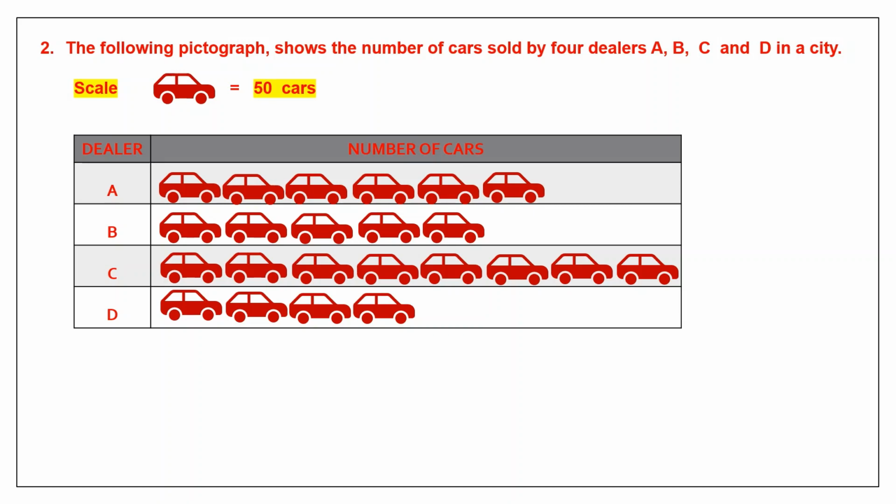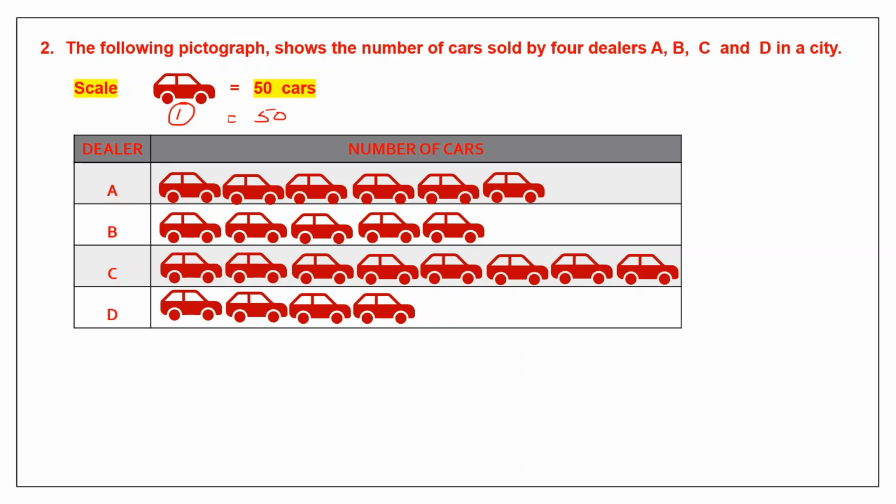Question 2. The following pictograph shows the number of cars sold by 4 dealers A, B, C and D in the city. So this is already given to us this time. These are all the vehicles sold by dealers, and the scale is also given to us. That means one car is equal to 50 cars. So every time you see 1, remember it is actually 50. It's not 1, 2, 3. It's 50 into 3, because each car is standing for 50 cars.